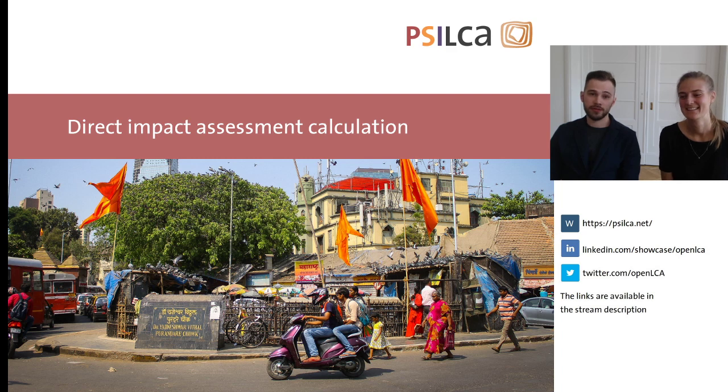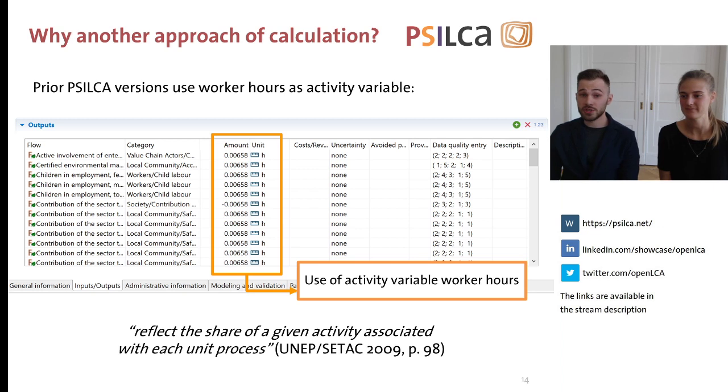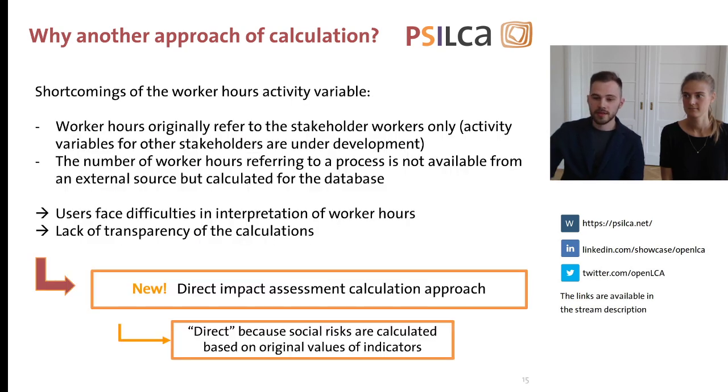And right now we're going to talk about the main reasons why it should be used, in which cases it should be used. Right before, we used worker hours as the activity variable. So we're talking about version 2.0 right now, and it reflected the share of involved activities associated with every process. However, there are some issues with that approach, as not every indicator is directly related to the working hours.